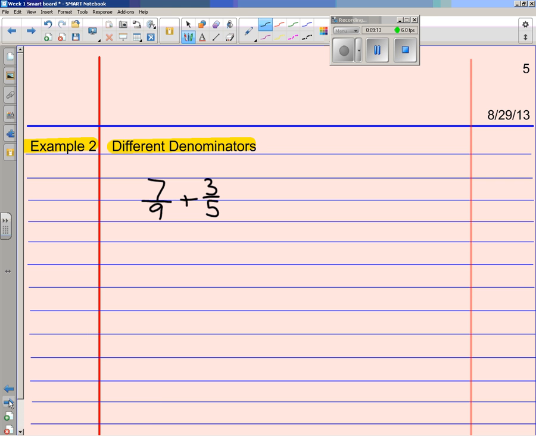Change mixed numbers to improper fractions. I don't have any mixed numbers, so I can skip step 1. Step 2. Find the LCM of your different denominators. That we do need to do.